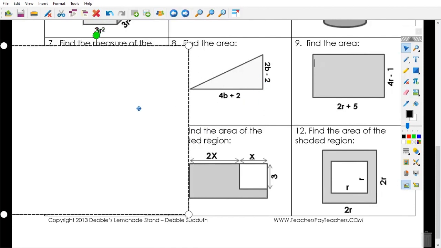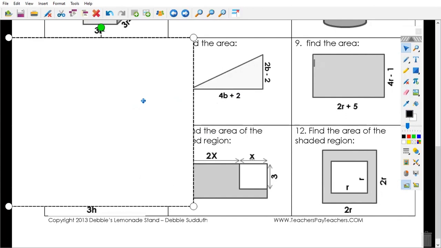Here, it wants us to find the area. We're multiplying, because the area of a triangle equals 1/2 base times the height. So area equals 1/2. What's our base? 4b plus 2. Our base is actually the 2b minus 2, or I guess it's on its side. Does it really matter? No.